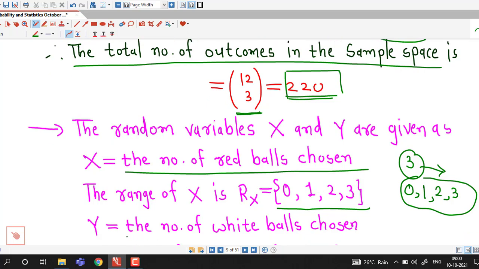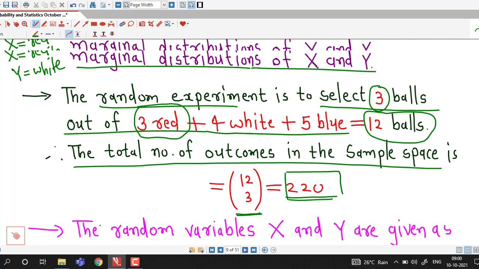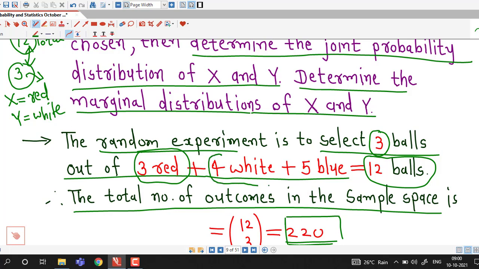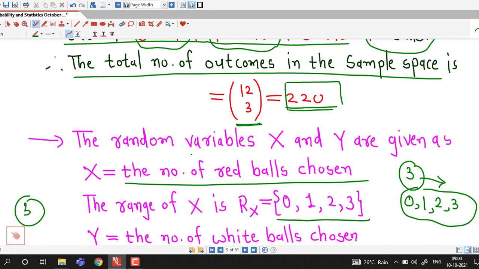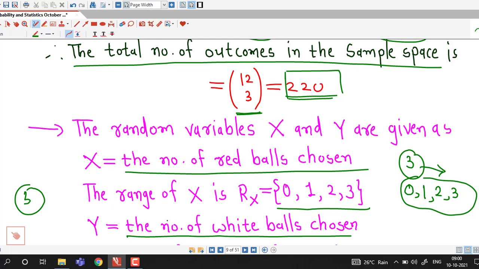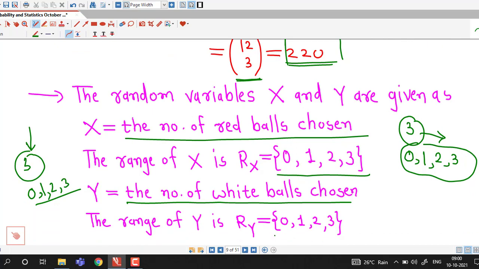Similarly, random variable Y is defined as the number of white balls chosen. That is, out of these 3 balls, the number of white balls defines the random variable Y. Now there are total 4 white balls and we are selecting 3 balls. So the possible values of white balls chosen are again 0, 1, 2 and 3. Out of those 3 selected balls, there may be 0 white ball, 1 white ball, 2 white balls or 3 white balls. So the range of Y is also the set having 0, 1, 2 and 3.